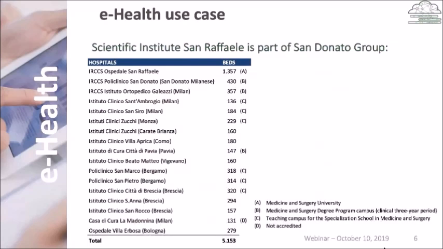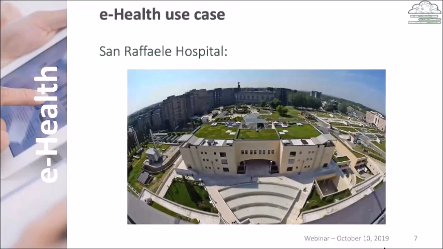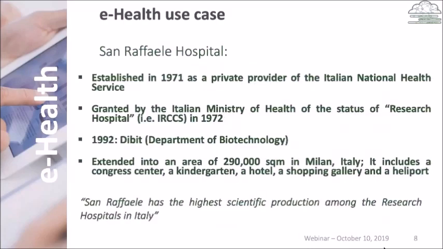Scientific Institute San Raffaele is part of the San Donato group that is composed of 18 hospitals, and San Raffaele is the biggest one. Okay, some details specifically regarding the hospital. This was established in 1971 as a private provider of the Italian National Health Service. As I said, it extends over an area with different facilities like a congress center, kindergarten, hotel, shopping gallery, and so on. And at the moment, San Raffaele has the highest scientific production among the research hospitals in Italy.